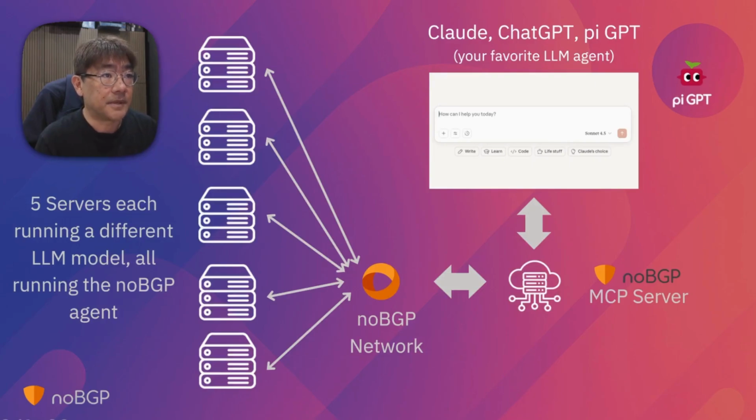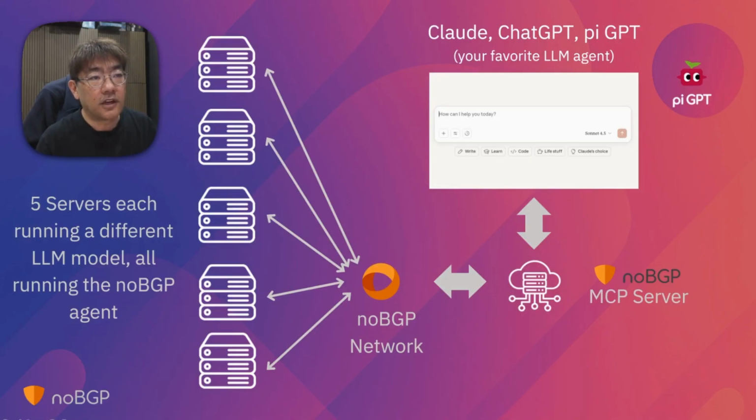Here's the complete setup. I'm using Claude. You can pick your favorite AI chat agent. It just needs to be able to connect to an external OAuth-enabled MCP server. In this case, it will connect to the noBGP MCP server. Each LLM compute instance will also run the noBGP agent.